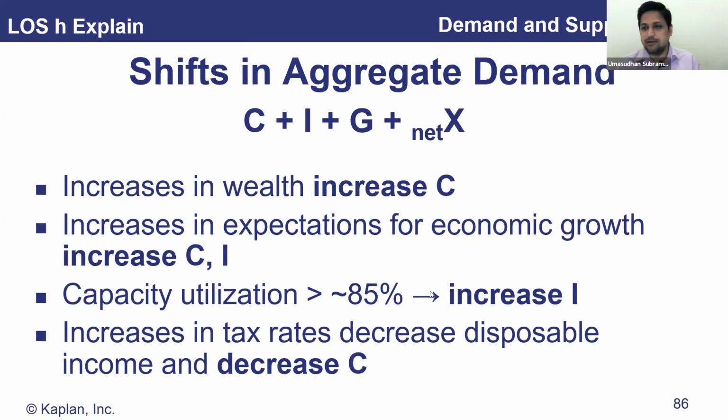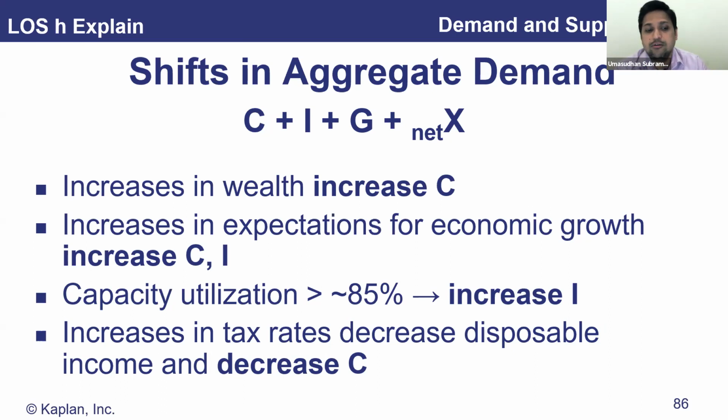What would happen? Can you think about it? Don't read into it. Think on your own. If the government is increasing taxes, what do you think is going to happen to your disposable income? Disposable income is going to be lower. What is disposable income? Personal income minus taxes.